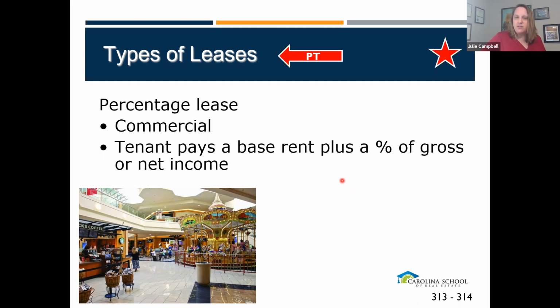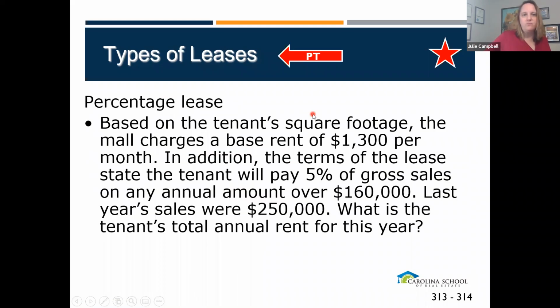So let's look at a problem together and talk about the 2 different ways that the tenant pays rent on a percentage lease. The problem says, based on the tenant square footage, the mall charges a base rent of $1,300 per month. In addition, the terms of the lease state the tenant will pay 5% of gross sales on any annual amount over $160,000. Last year, their sales were $250,000. What is the tenant's total annual rent for this year?